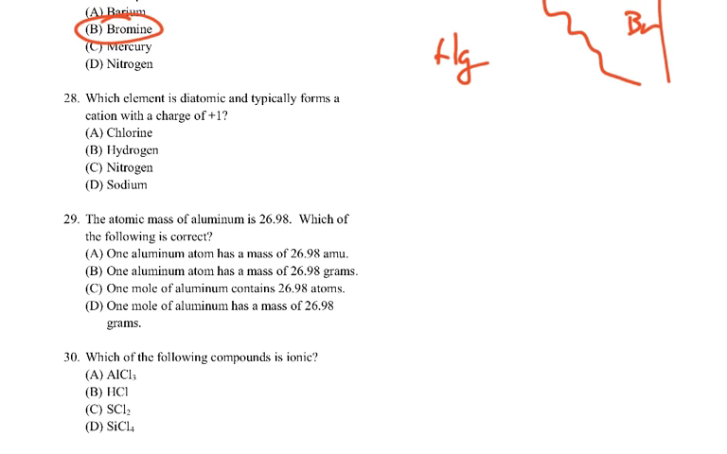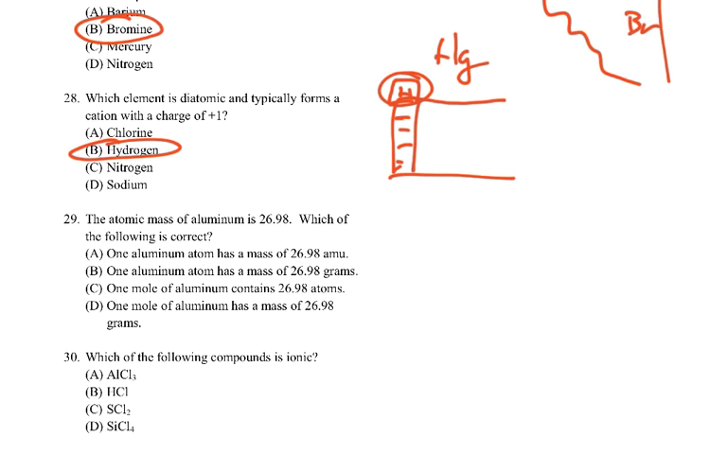Which element is diatomic and typically forms a cation with a charge of +1? So it's diatomic, +1. +1 means it's the very first column of the periodic table, and those are all metals, except for this guy up here, hydrogen. Hydrogen is diatomic, forms +1, answer B. So that's just little tidbits that you know.